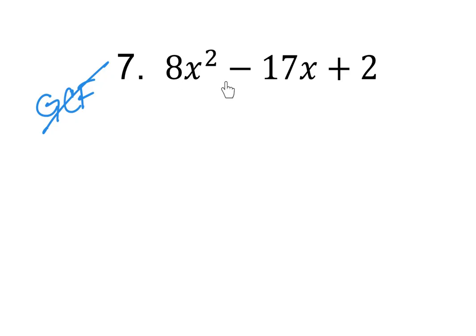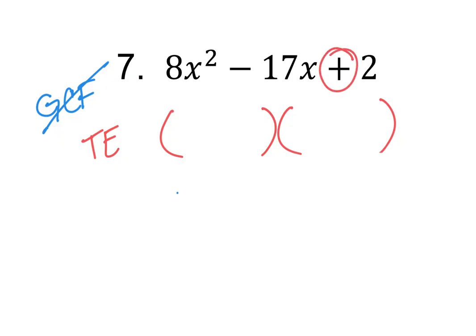Now we have 3 terms. What factoring method can we use with 3 terms? Trial and error. So let's do our two parentheses. And what signs are we going to use? Well, we have that plus, so we're going to use whatever is in front of that. So minus goes in both. And let's go ahead and get our factors of 8.